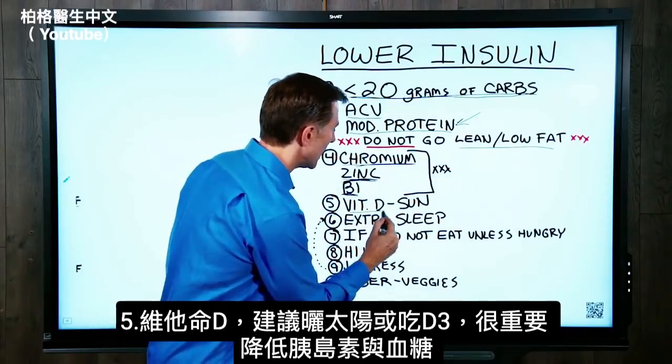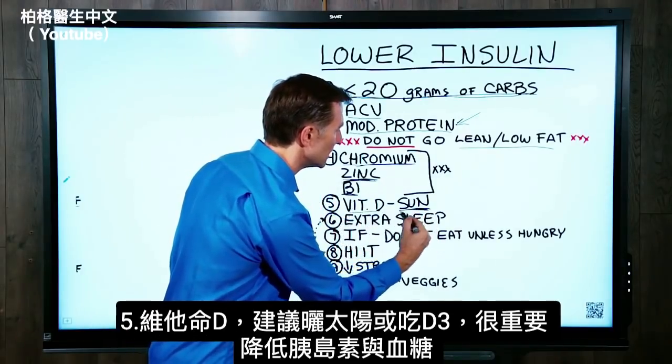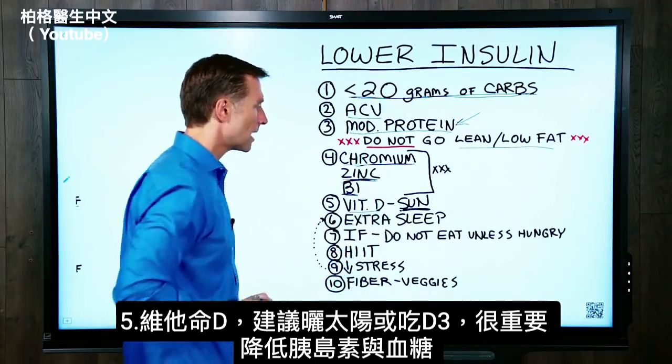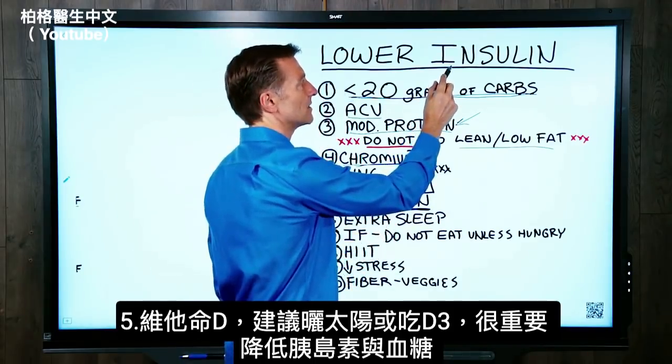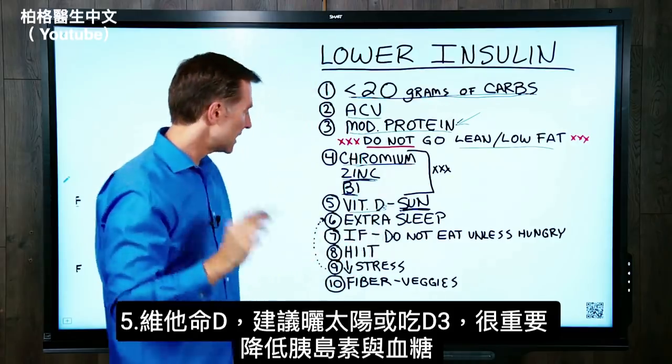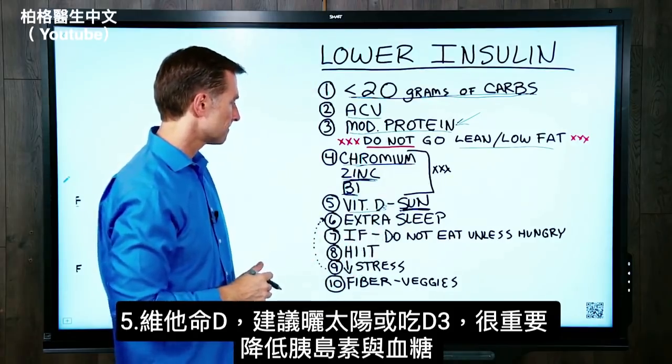Vitamin D, I recommend that you get more sun if you could. If you can't, vitamin D as a supplement, D3, would be very important to improve the excess of insulin. It helps reduce insulin and it will help your blood sugars.